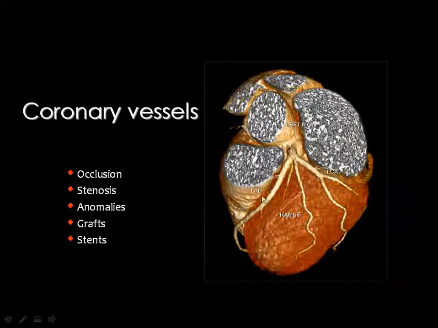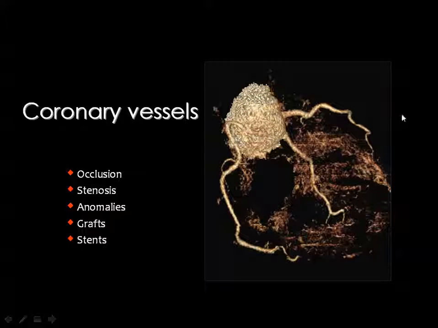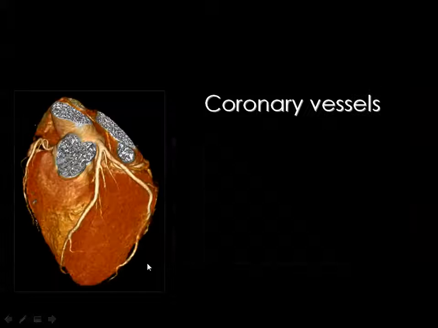Also, you can assess the coronary vessels like this one, and this is an image of the coronary circulation obtained by CT scan with 3D reconstruction and color imaging. Then you can remove the cardiac muscle in order to see clearly the coronary vessels as well.